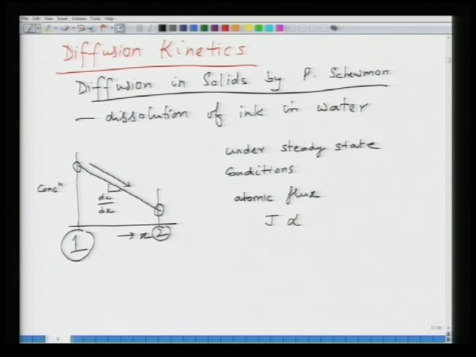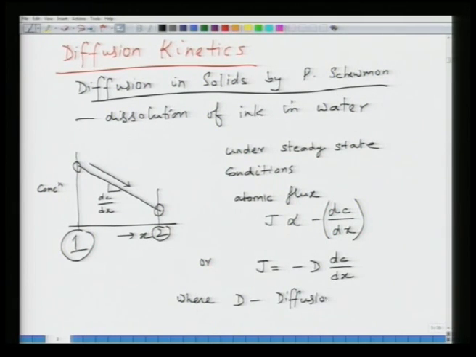So, what is it proportional to now? It is proportional to the concentration gradient, but since we are moving down the concentration gradient, J is proportional to minus dC by dx, or I can write J is equal to minus D dC by dx, where D is the proportionality constant and it is called the diffusion coefficient, and this equation is called Fick's first law of diffusion.